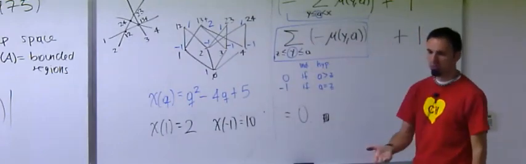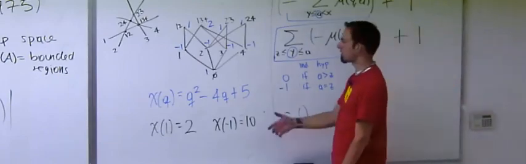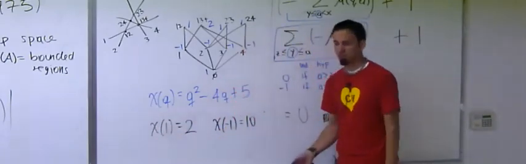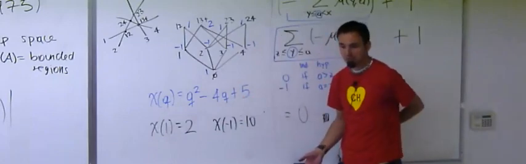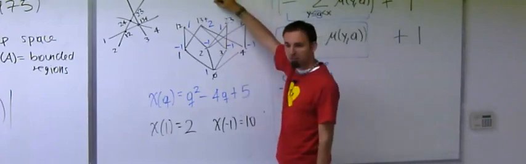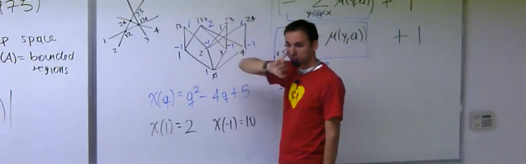So what did Kim show here? That basically, if you have a central arrangement, then it has no bounded regions. Because if you have a central arrangement, the central arrangement has a top element. And if you have a top element, then plugging in 1 gives you 0. So there's no bounded regions.